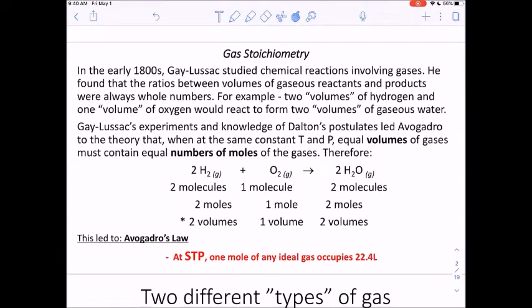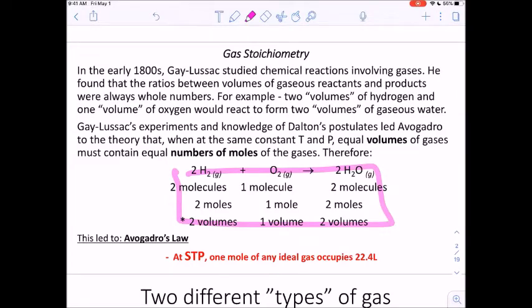Before we jump into the problems, just some background information here for you on gas stoichiometry. Gay-Lussac and Avogadro are responsible for determining this value here that we use, where 1 mole of gas is 22.4 liters. It occupies 22.4 liters of space. Gay-Lussac was studying the ratios between volumes of reactants and products, and he figured out that if I had, say, 2 volumes of hydrogen and 1 volume of oxygen, it would form 2 volumes of water, H2O, which you can see in the little graphic down here. So if I had 2 hydrogen, 1 oxygen, I would get 2 H2O.